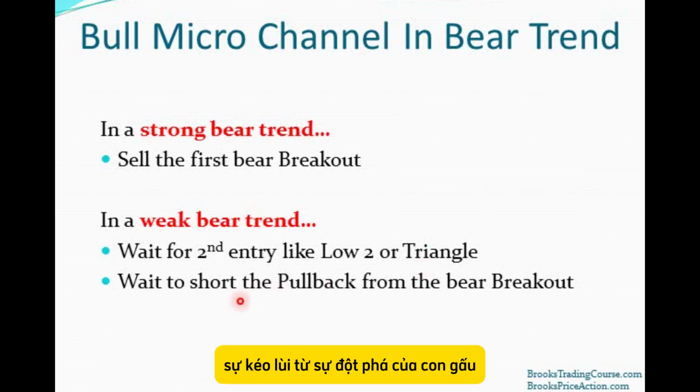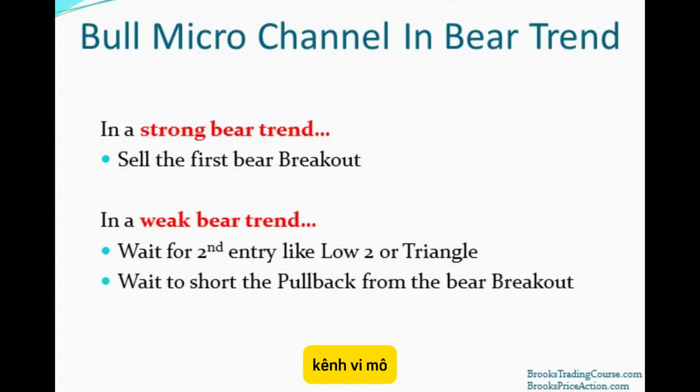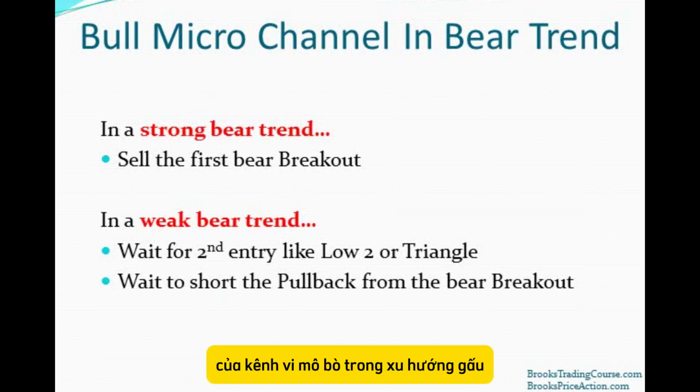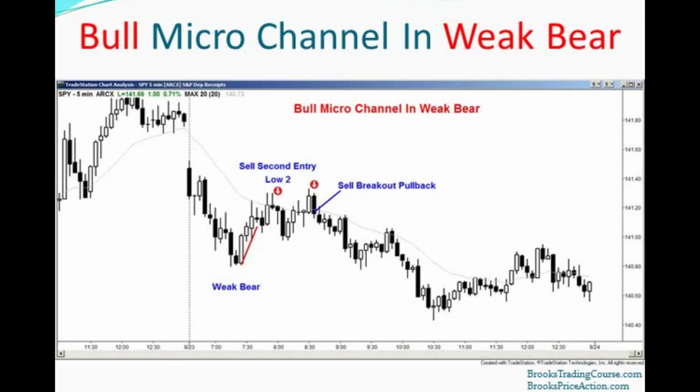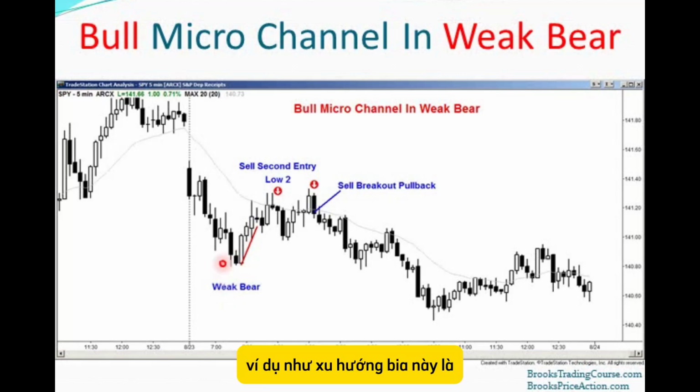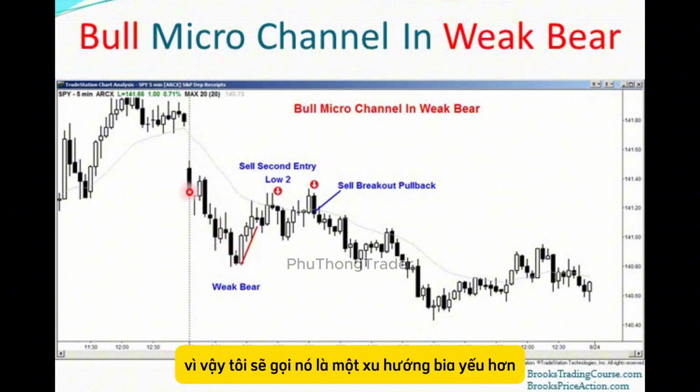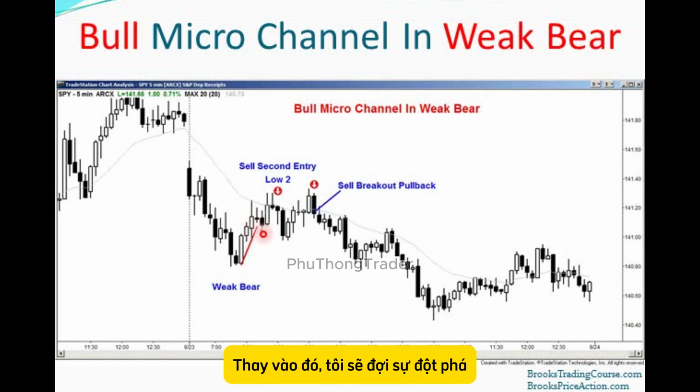You wait to short the pullback from the breakout of the bear microchannel, of the bull microchannel in the bear trend. So for example, this bear trend is not nearly as strong as the prior one, so I would call it a weaker bear trend. And here you have 3 pretty strong bull bars. I would not take the short below this microchannel. I instead would wait for the breakout, wait for the pullback, and then short below the pullback.